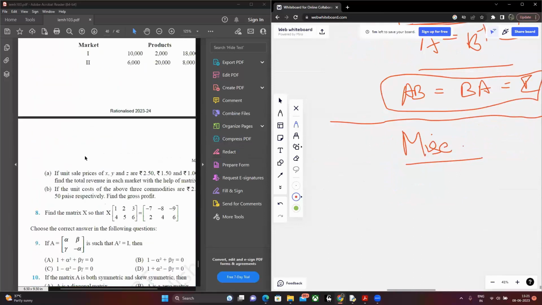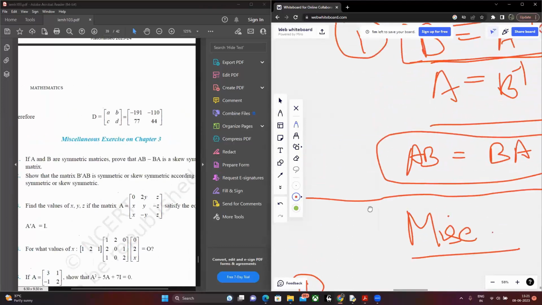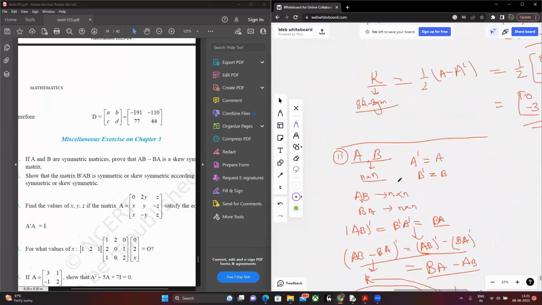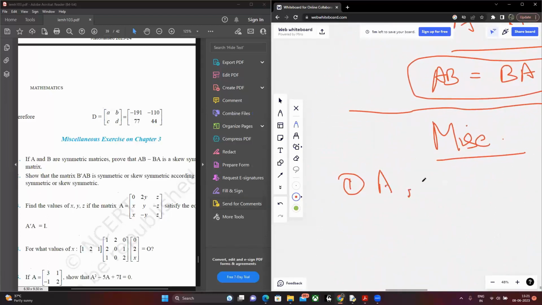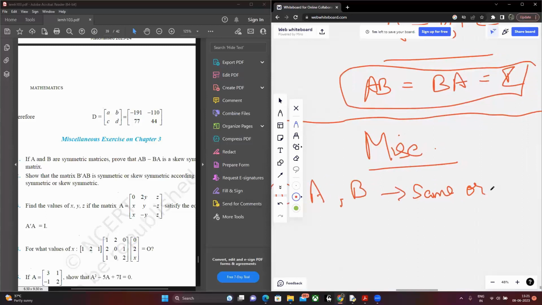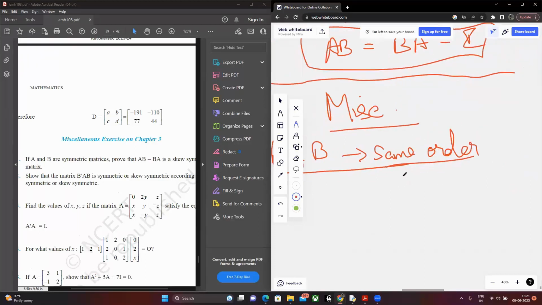How many are there? We have 11. If A and B are symmetric matrices, prove that AB minus BA is a skew symmetric matrix. I think I've already done that. Haven't I? This question. Oh, yeah. So A and B are symmetric matrices, assuming that A and B are the same order. This is an assumption that's not explicitly stated, but it is an inherent assumption. Writing this down is a good practice for later. So I write this as an assumption: assume they are the same order.